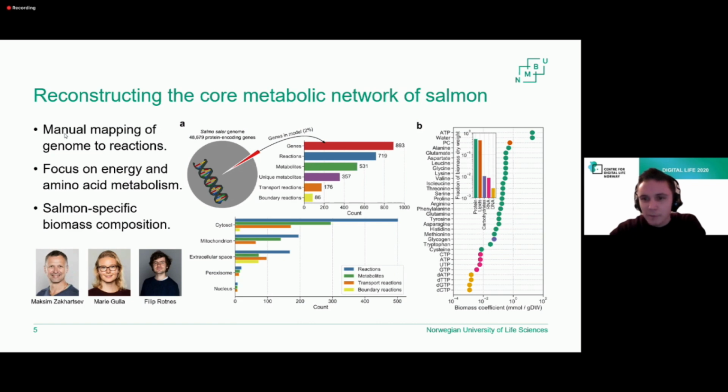We also built a salmon-specific biomass reaction, and this is based on the genome, the proteome, and the measured whole body composition of salmon. And this biomass reaction allows us to use our model to predict growth, for example, to simulate the effects of different feeds. And this was work done by me, as well as Maxime, Maria, and Philip.